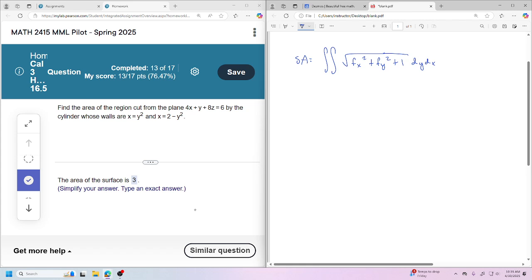So, of course, we've already seen this before. The f is basically equal to z, right? And the only place that we got a z is this guy. So 4x, y, 8z is equal to 6. How would I get z by itself? Beautiful, so great notation.